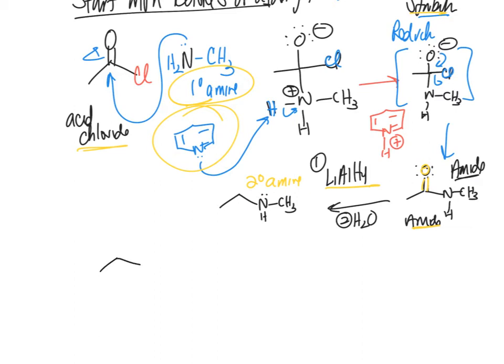So how would you make something like this? So you could start with this carbonyl. So make that an acid chloride here. Let's make that one go away. Count your carbons. 1, 2, 3. 1, 2, 3. And then you can react this with a secondary amine.